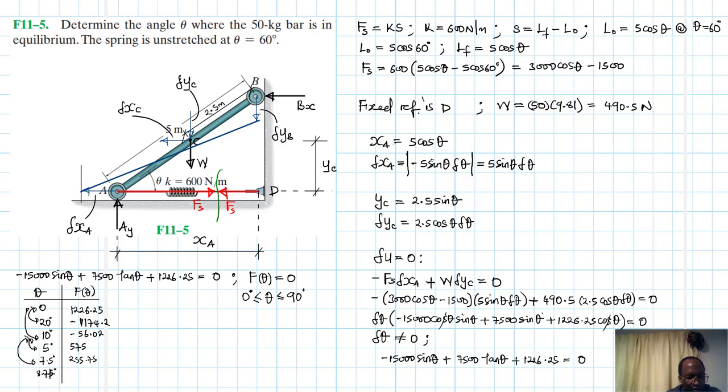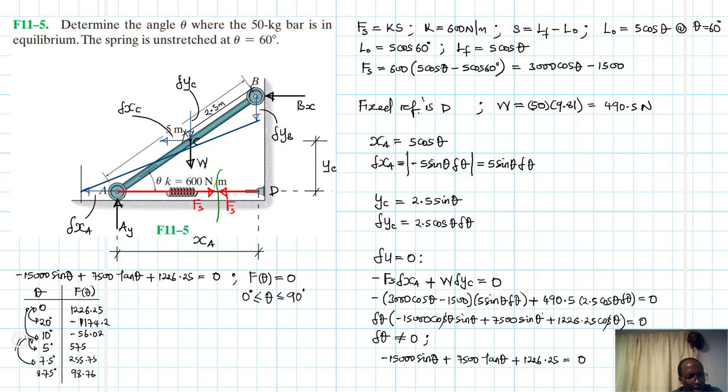That's minus 15,000 sine 8.75 plus 7,500 tan 8.75 plus 1226.25. Okay, so we have 98.76. Okay, so we keep on doing the iteration.